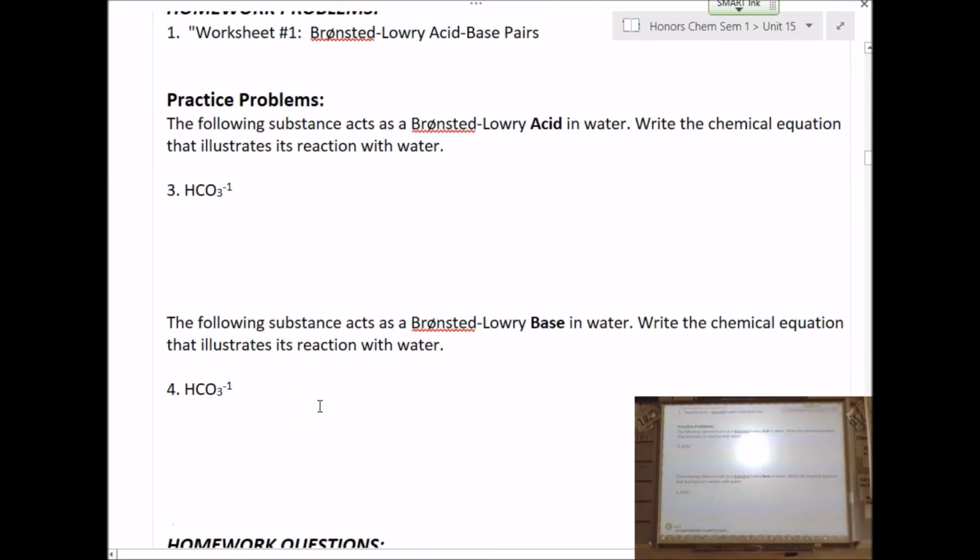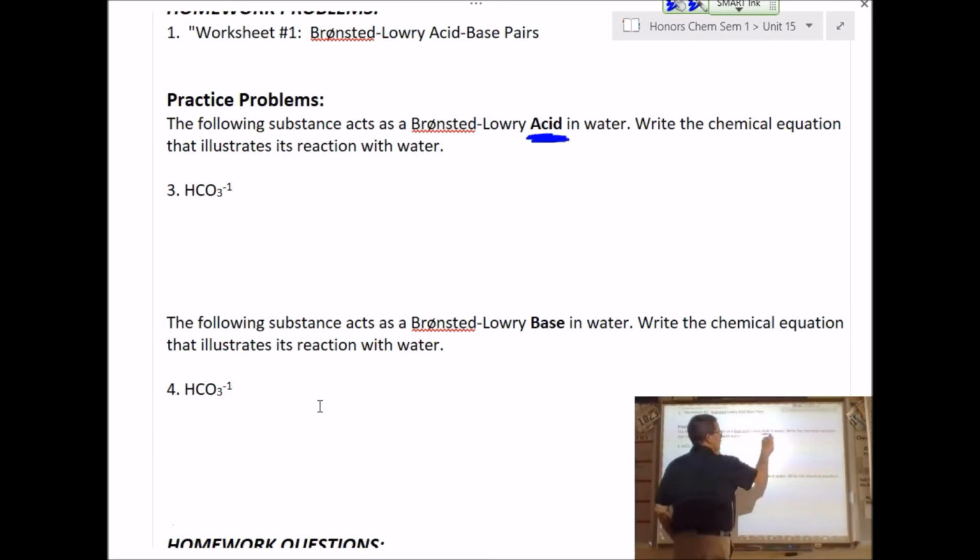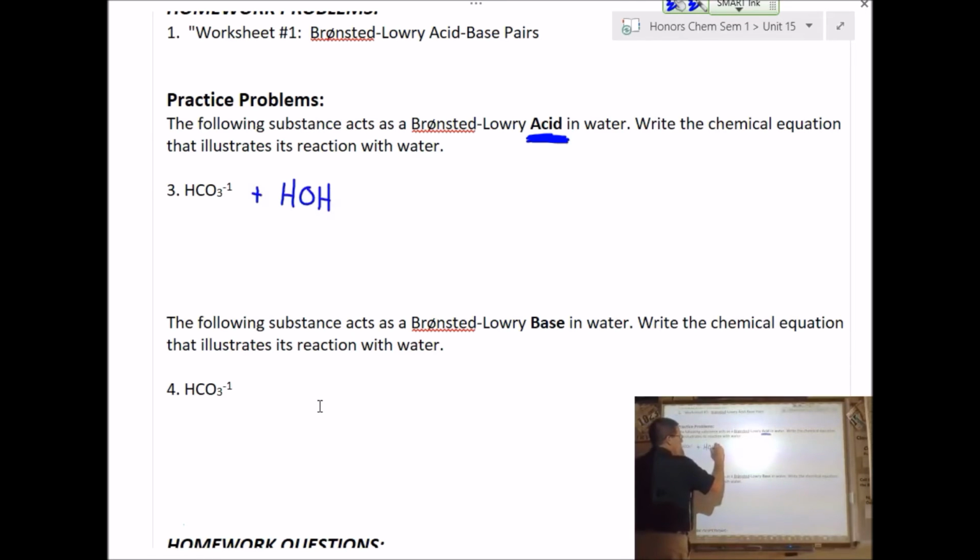All right, so let's look at this practice problem. Okay, everybody listen? The first practice problem that kind of leads us into the 2s says the following substance acts as a Bronsted-Lowry acid. Reading the question is going to help you answer the question. And it's in water, so that means that you're reacting it with water. So it wants you to write the chemical equation and illustrate this reaction with water.